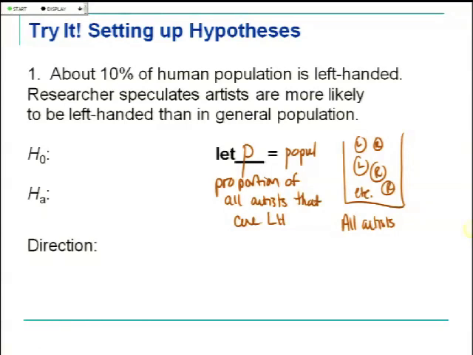It's usually easier to state the alternative first, because that's the researcher's claim. The researcher's claim is what? That the proportion of artists that are left-handed should be what compared to that 10%? It should be higher or greater. The status quo would be what? That being an artist makes no difference. That the rate of left-handedness would be about still 10%, the same.